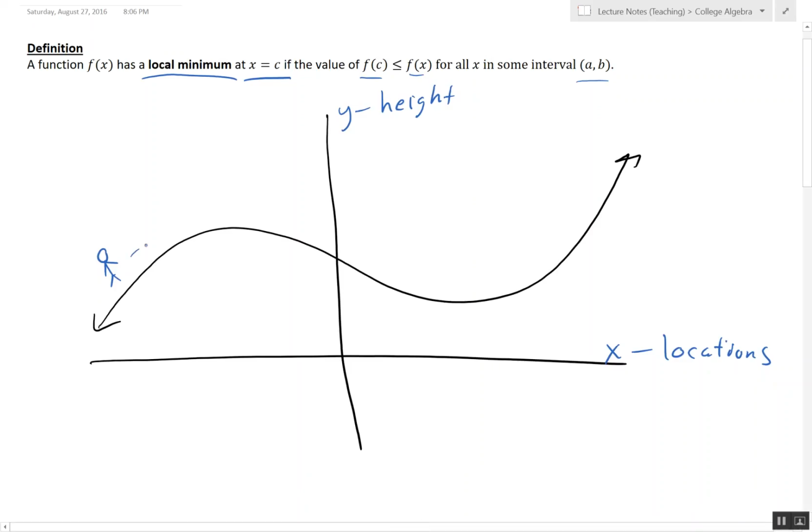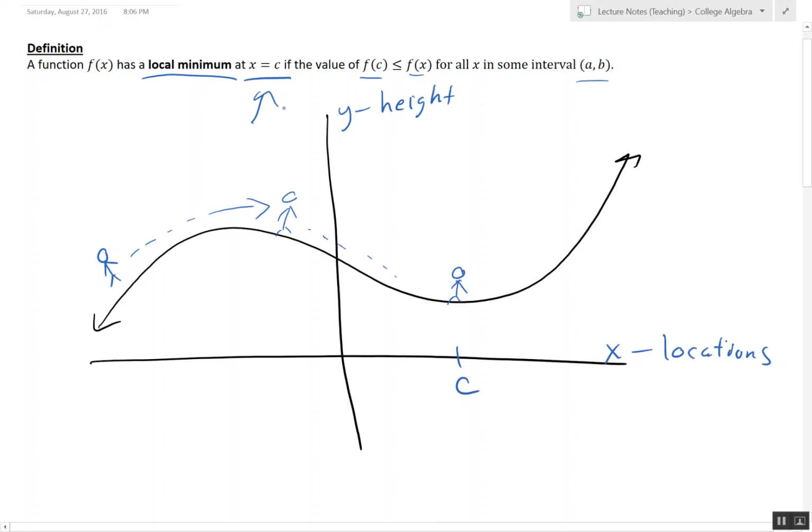That means this person is walking along. This person is going to get over the top of this hill, keep walking down the hill, and eventually end up at some low point on the hill, and we're going to call that location c. So that's where this part comes in.